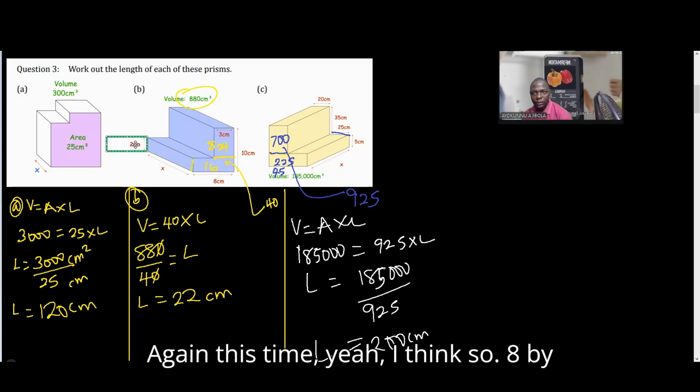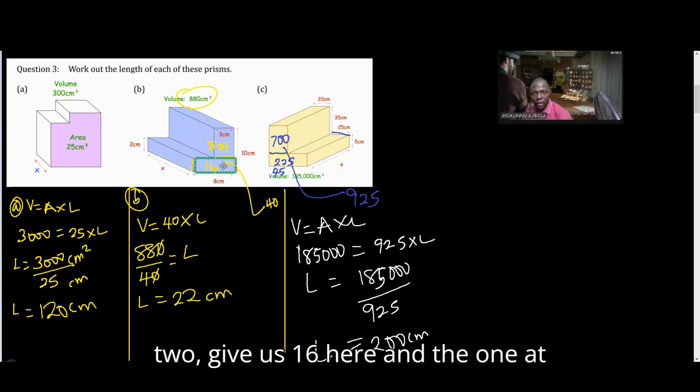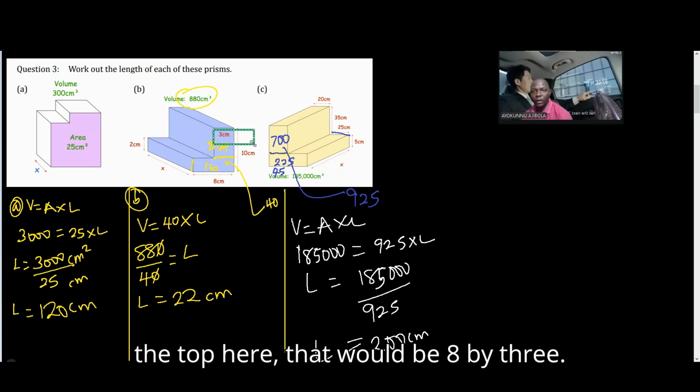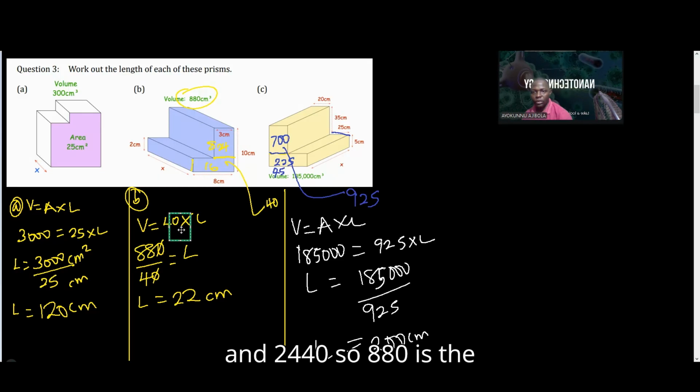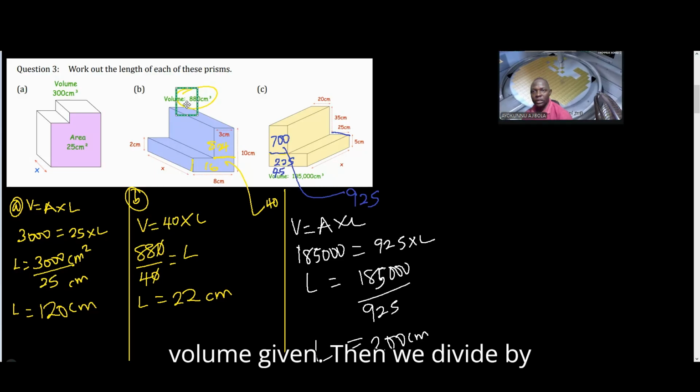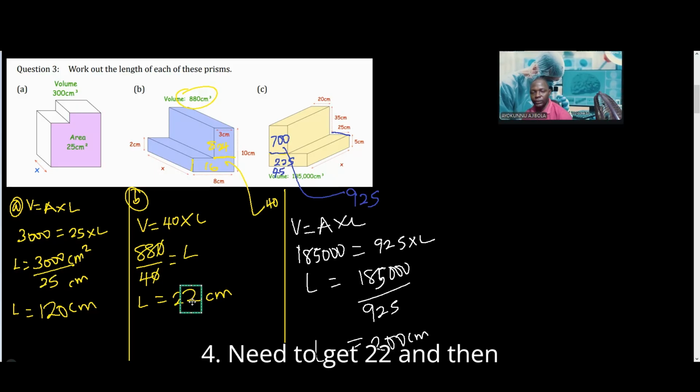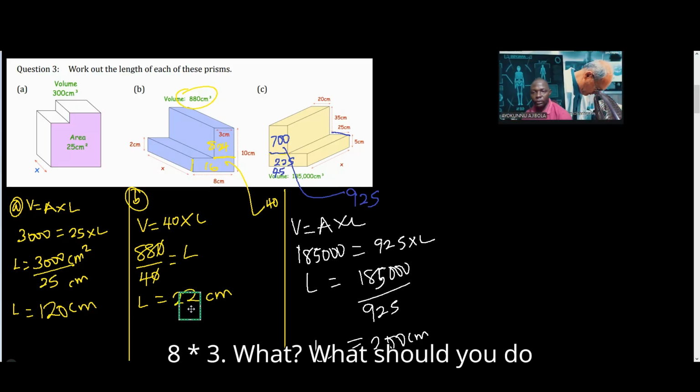So 8 by 2 gives us 16 here, and the one at the top here will be 8 by 3, which gives us 24. So 16 and 24 gives us 40. 880 is the volume given. Then we divide by 40 to get 22.